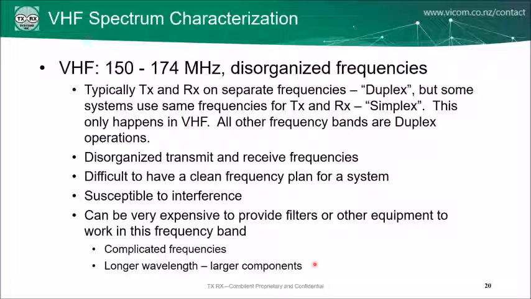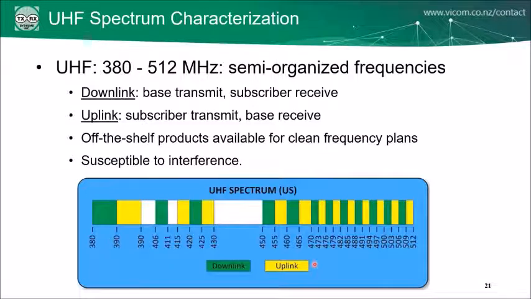Moving up the scale to UHF. Now we start to see a little bit of organization that happens here. We've got downlink frequencies and uplink frequencies that are being separated. The good thing is that you can use off-the-shelf products for this. You have a better chance of a clean frequency plan, but we're still susceptible to some interference because we still have these frequencies interwoven with each other.